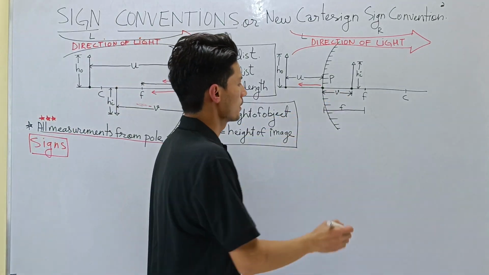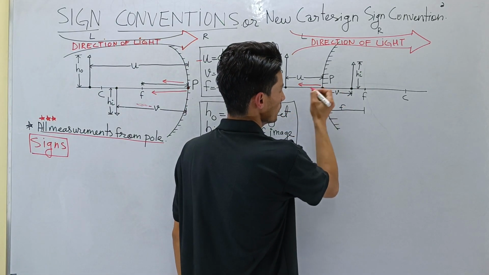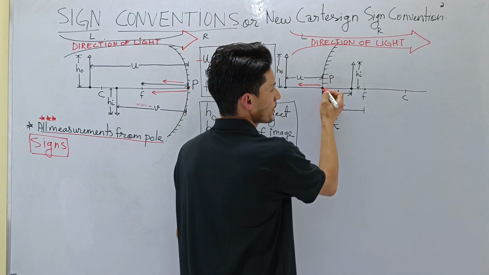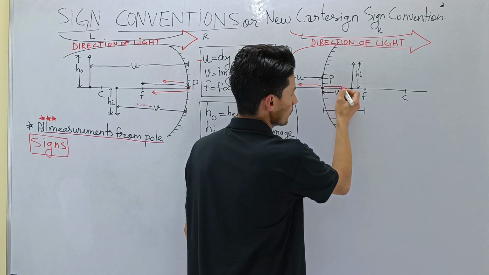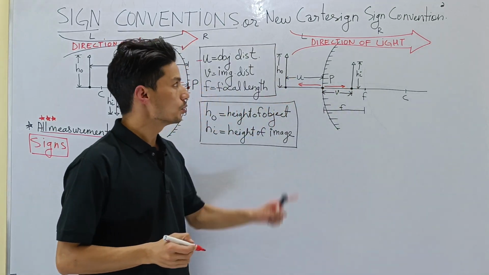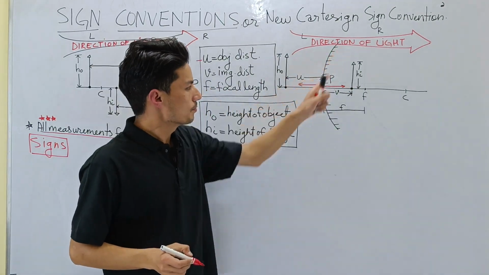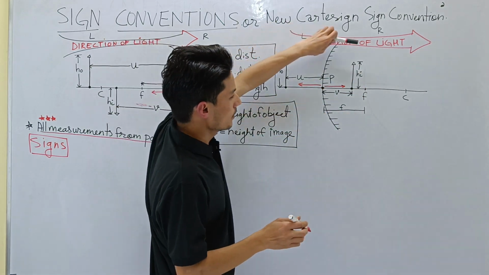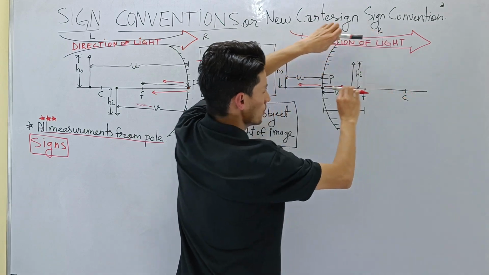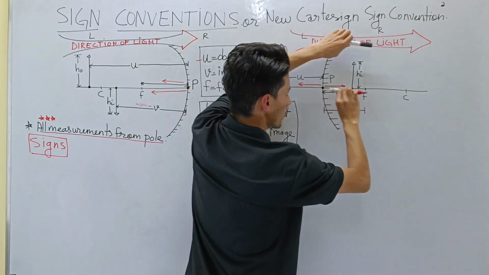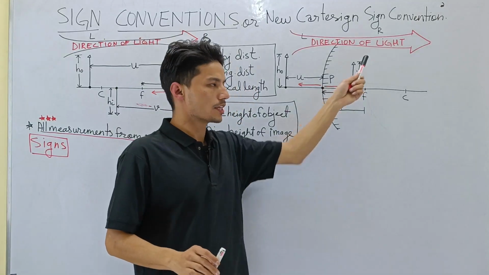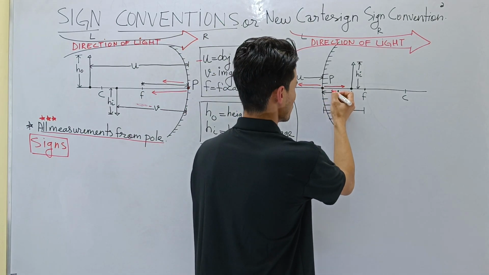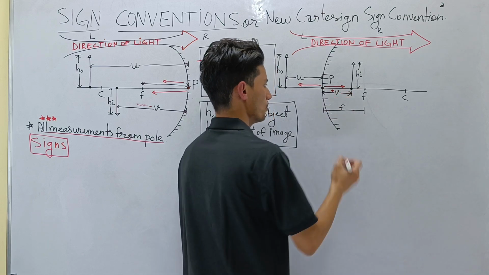And what about here? Now, measurement will be done from here. The image is here, so you will have to move from here to this point. As you move, look up and check your direction with respect to the direction of light. Light is moving from left to right. You are also moving from left to right. So this time, your direction is along the direction of light. Yes or no? So in this case, you will be getting a positive value. So the value of v will be positive.